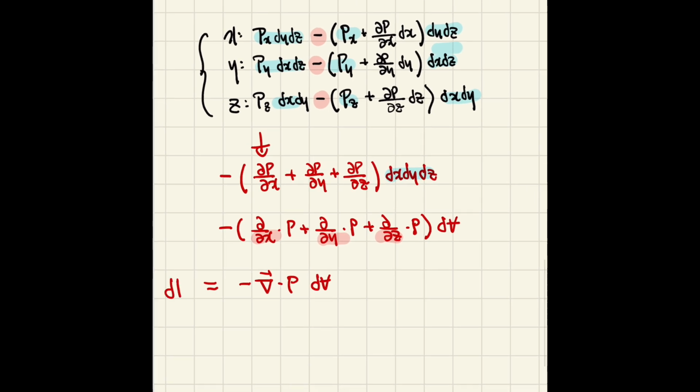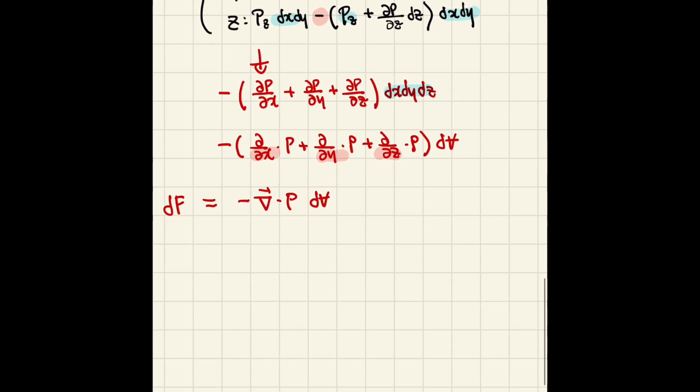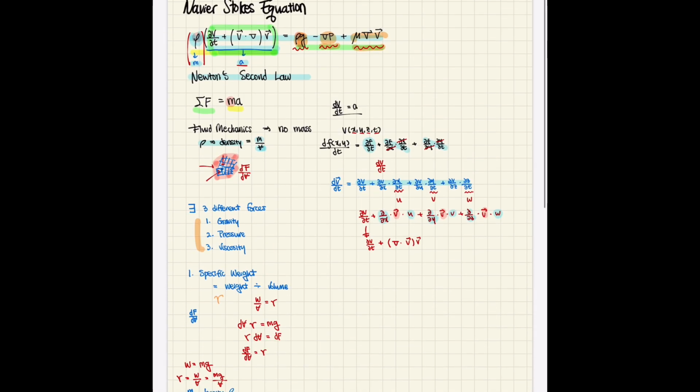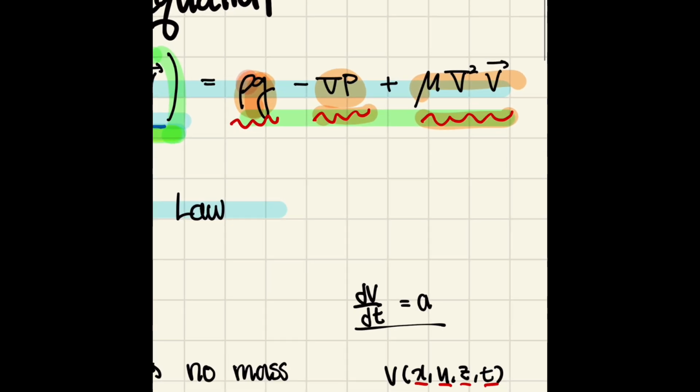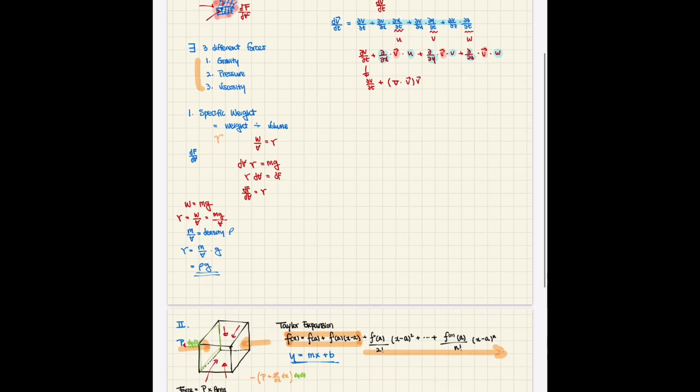So we know that df equals this equation that we derived on the right side. But what did I say before? We need to find the change in the force per unit volume, df over dv. So this equals this, which is exactly the right side of the Navier-Stokes equation. And we're done with the pressure part.